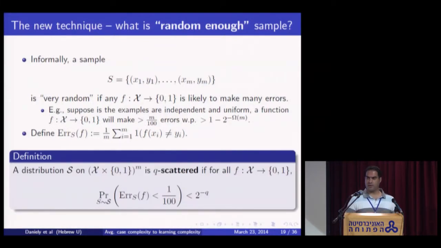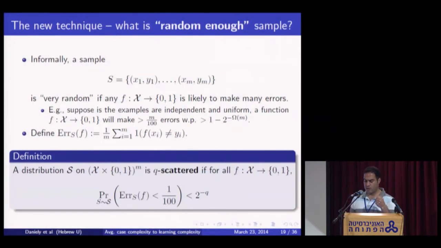We look at a distribution S that generates a whole sample. So not that the distribution S generates a single example like most distributions in this context do, but it generates a whole sample of m examples, and the different examples might depend on one another. Okay, so I have some distribution like this that generates a sample, and we say that it is Q-scattered or Q-random if the following holds.